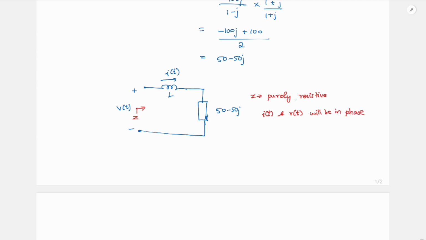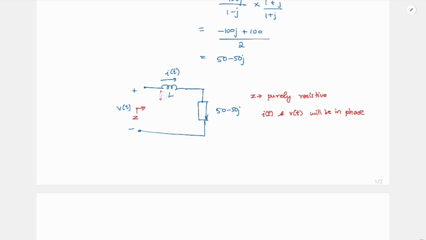If it is purely inductive or capacitive, it will be plus or minus 90 degrees out of phase. If it is inductor plus resistor, it will be somewhere in between 0 to 90, right? When will the phase between i(t) and v(t) be 0? It will only be 0 when this Z is a resistive network.